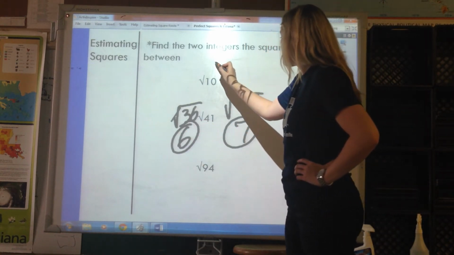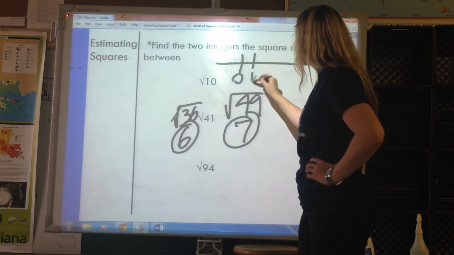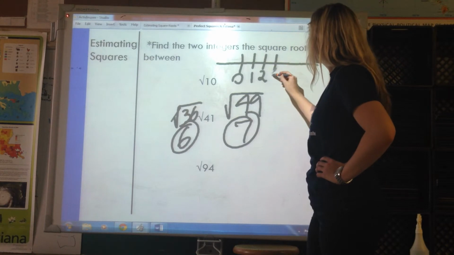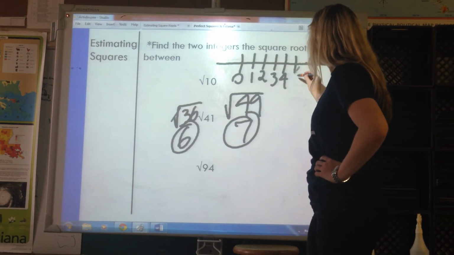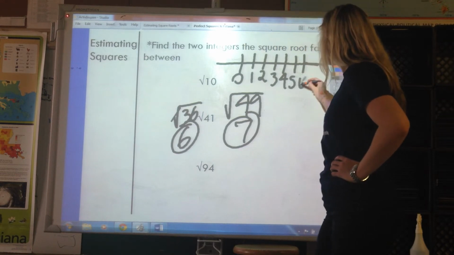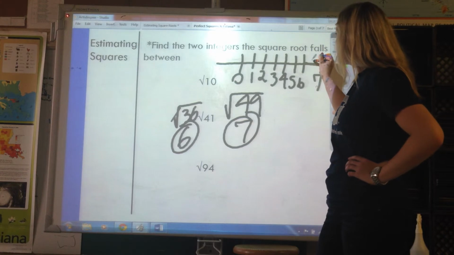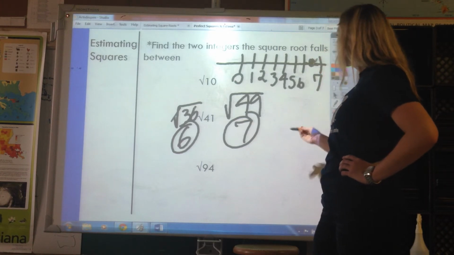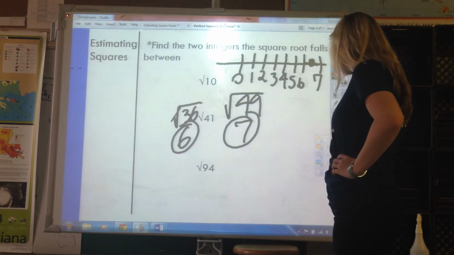Let's put this on a number line. Zero is here. 1, 2, 3, 4, 5, 6, 7. The square root of 41 is going to fall somewhere between 6 and 7. My pen is your pen.